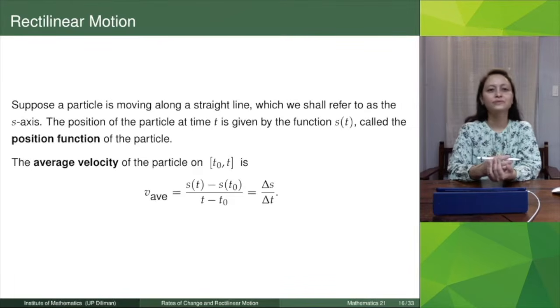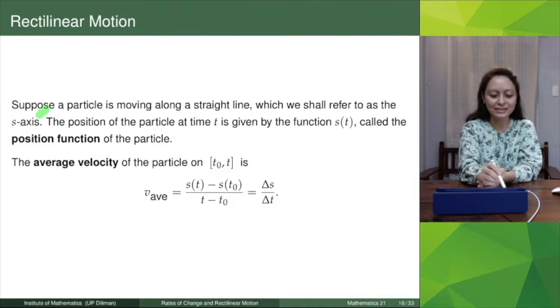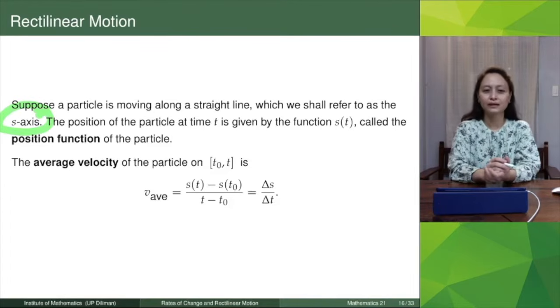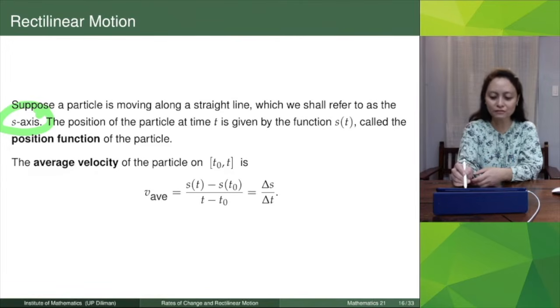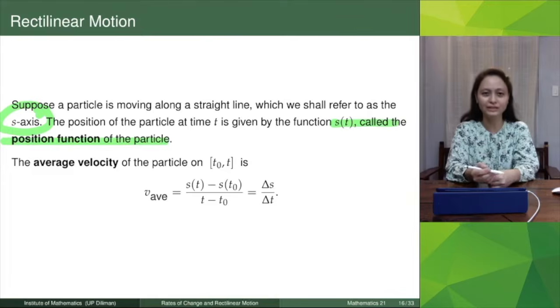So, suppose we have a particle which is moving along a straight line, and we shall refer to this line as the s-axis. The position of the particle at any time t is given by the function s of t, which is called the position function of the particle. Ito yung tinatawag na position function.